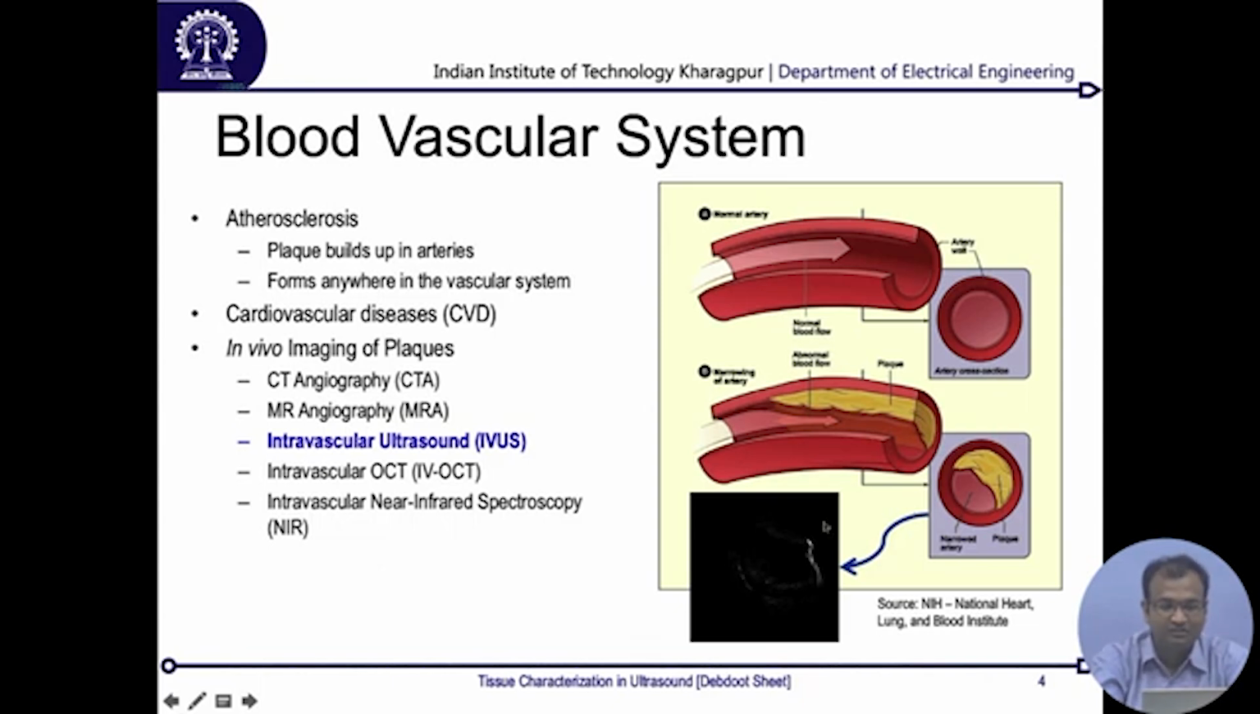So the whole of intravascular ultrasound tissue characterization deals with this: instead of showing this kind of image, can we show something which is almost like or equivalent to a histological image? That's the basic problem statement which we work on.